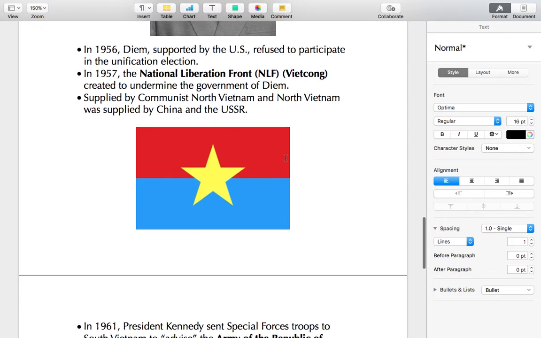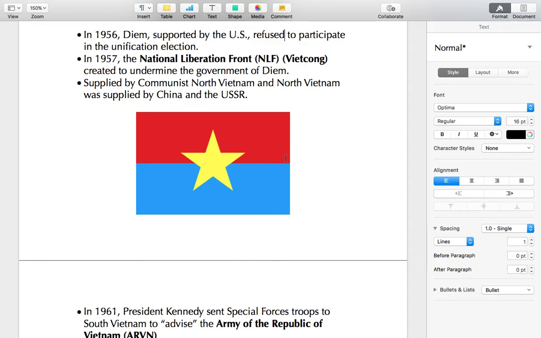So in 1956, when it comes time for those reunification elections, the United States tells Diem, do not participate. If you participate, you will lose. And we don't want that to happen, so you're not doing it. So Diem, listening to the United States, tells his people, we're not participating in these elections, and Vietnam will continue to be split. This angered people in South Vietnam. They wanted to be unified.